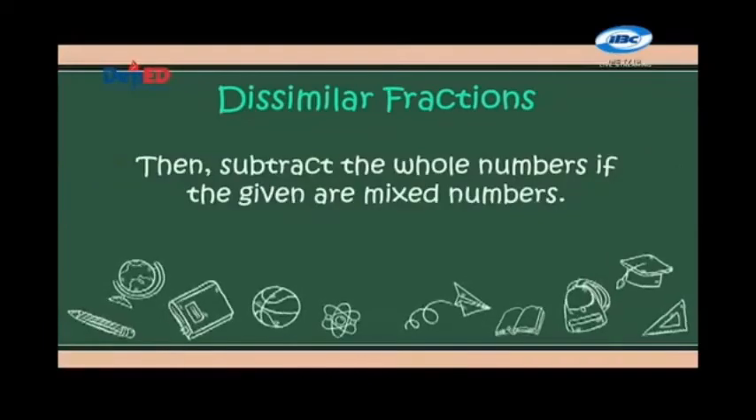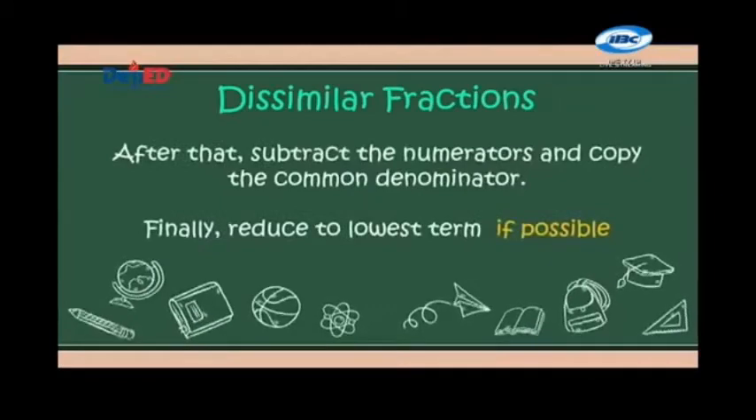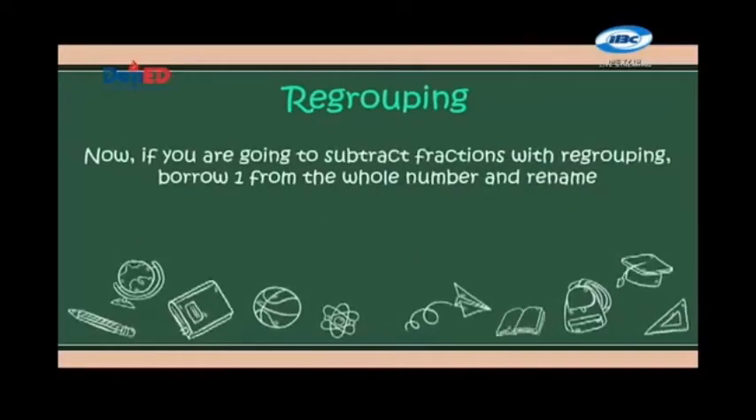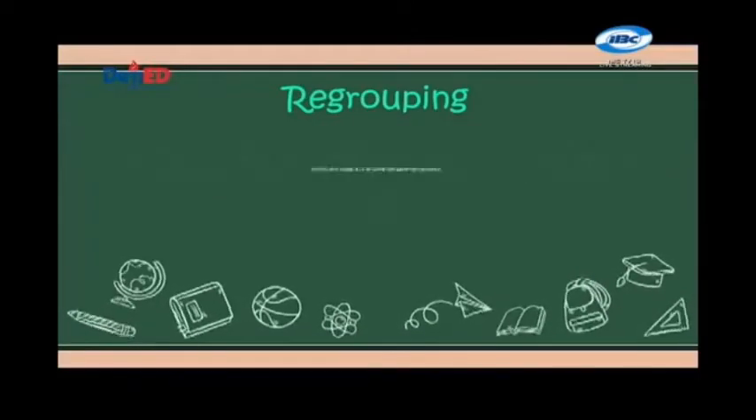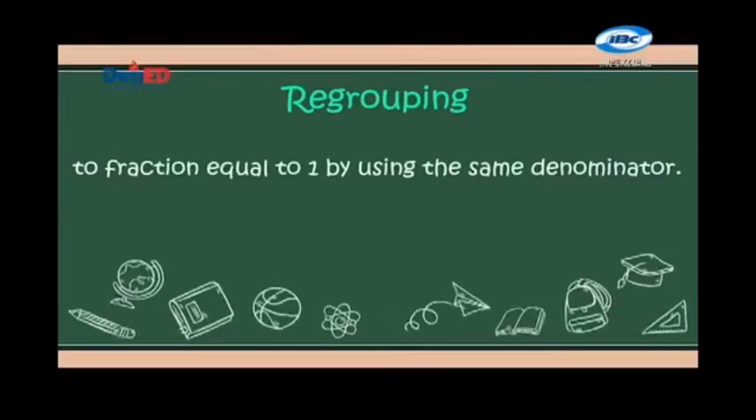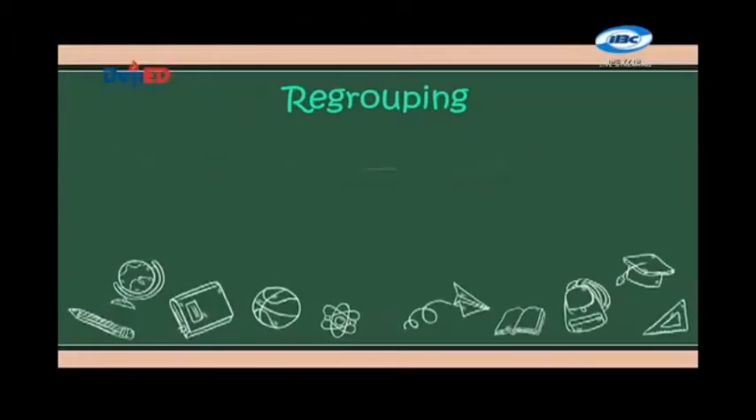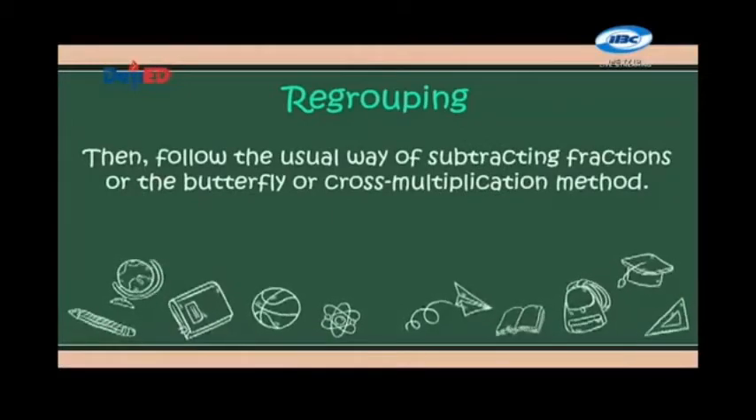Then, subtract the whole numbers if the given are mixed numbers. After that, subtract the numerators and copy the common denominator. Finally, reduce to lowest term if possible. Now, if you are going to subtract fractions with regrouping, borrow 1 from the whole number and rename the fraction equal to 1 by using the same denominator. Then, follow the usual way of subtracting fractions or the butterfly or cross multiplication method.